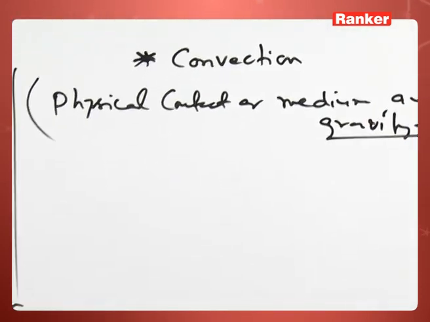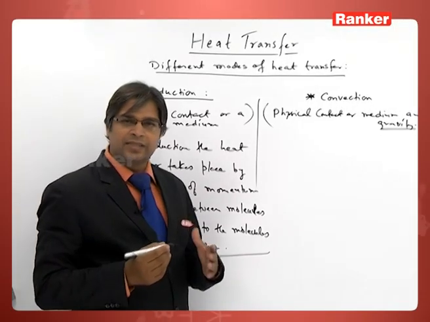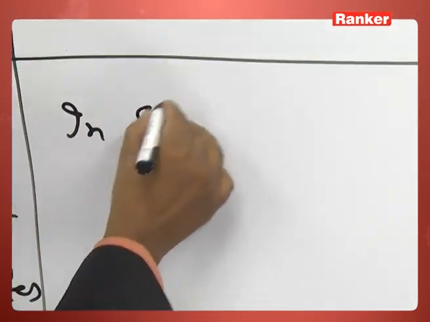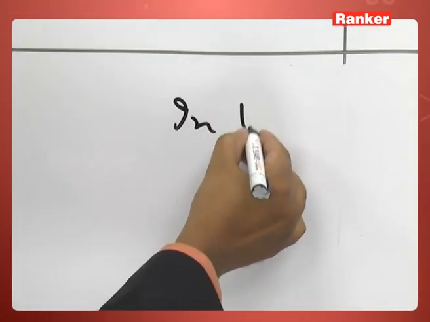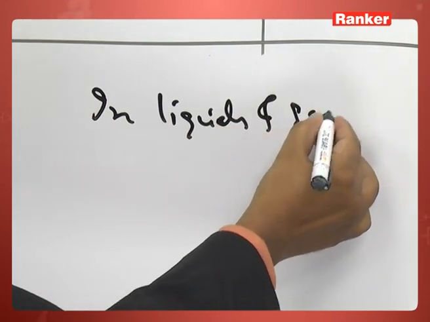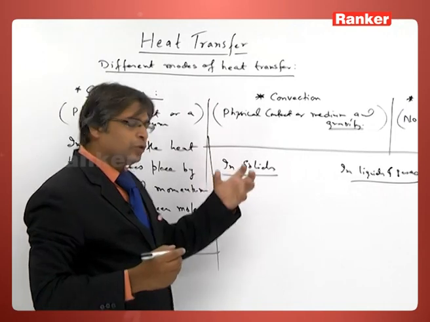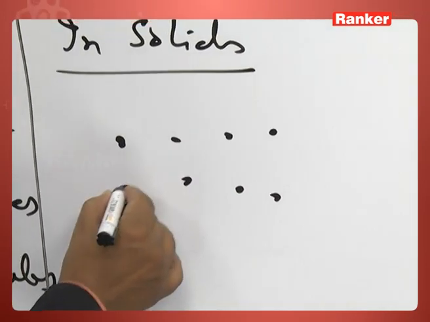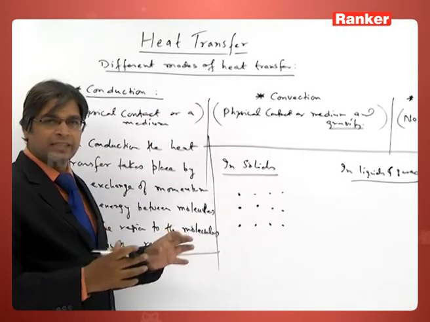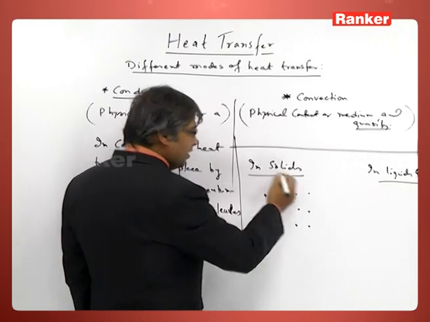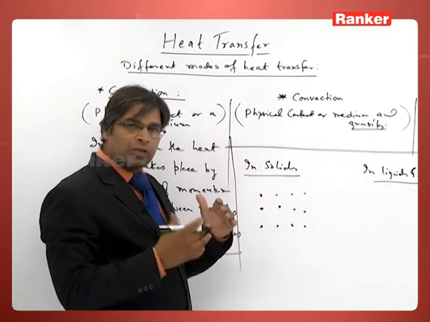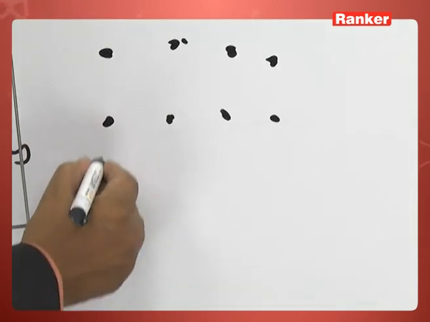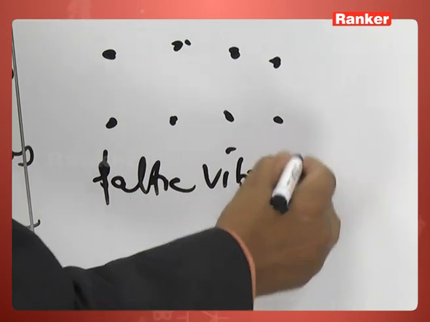Now, conduction takes place in solids, liquids and gases. In solids there are two mechanisms of heat conduction. Molecules inside the solid occupy their fixed places, that is the lattice. The molecules are in motion there, and the molecular motion of the atoms of a solid is called lattice vibration.